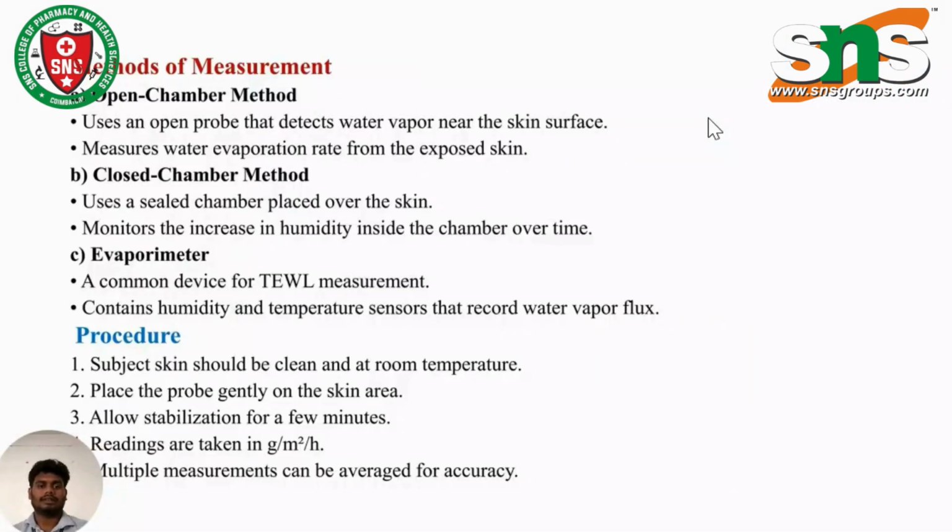And then, moving to methods of measurement. There are three methods for transepidermal water loss. The first one is the open chamber method, which detects water vapor near the skin surface. Then the closed chamber method, where a sealed chamber is placed over the skin. And then the evaporimeter, a common device for transepidermal water loss measurement.